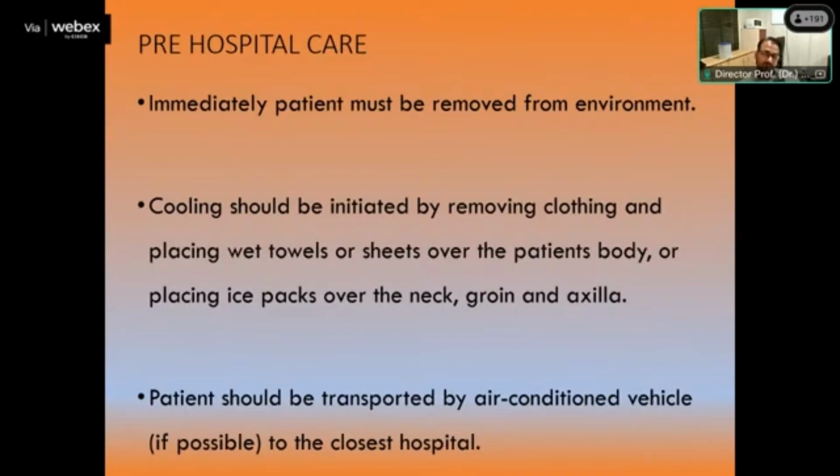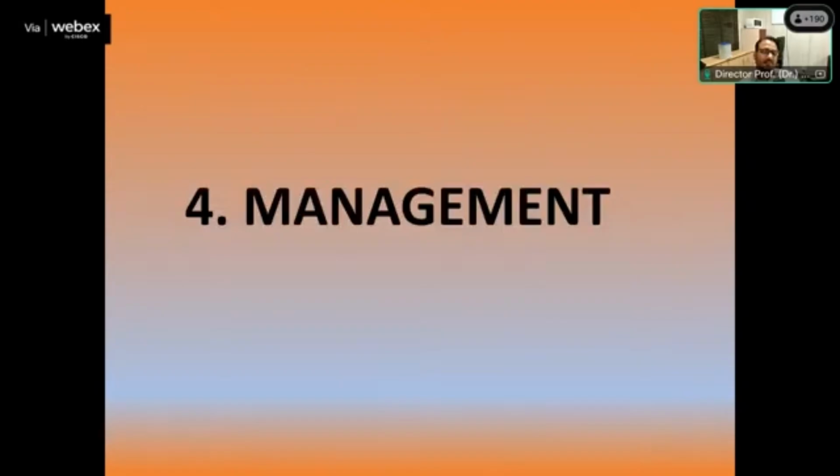And before shifting a patient to hospital, we must immediately remove the patient from the heat environment, and cooling should be initiated as quickly as we can. Ideally, we should remove clothing, but we should not wait to remove all the clothing. Early cooling is mandatory. If we have access to immersion cooling, we should not be waiting too much. And the patient should be transported by air-conditioned vehicle if possible.